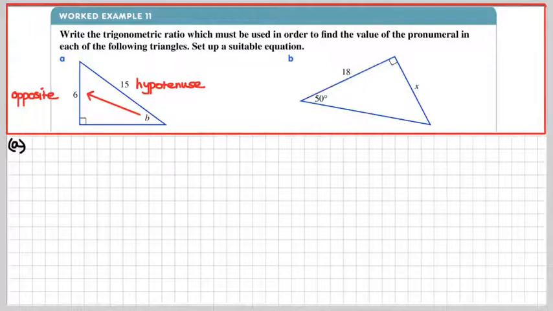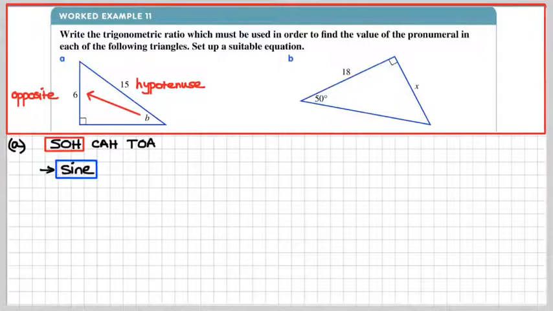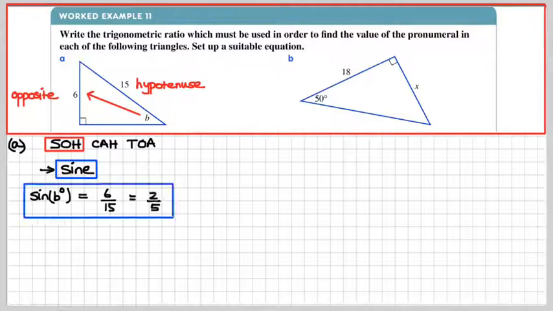Sine, isn't it? Yes, it's got to be sine. So therefore, sine of B equals, what does it equal? Yes, it equals 6 over 15. Happy? And put a box around that.